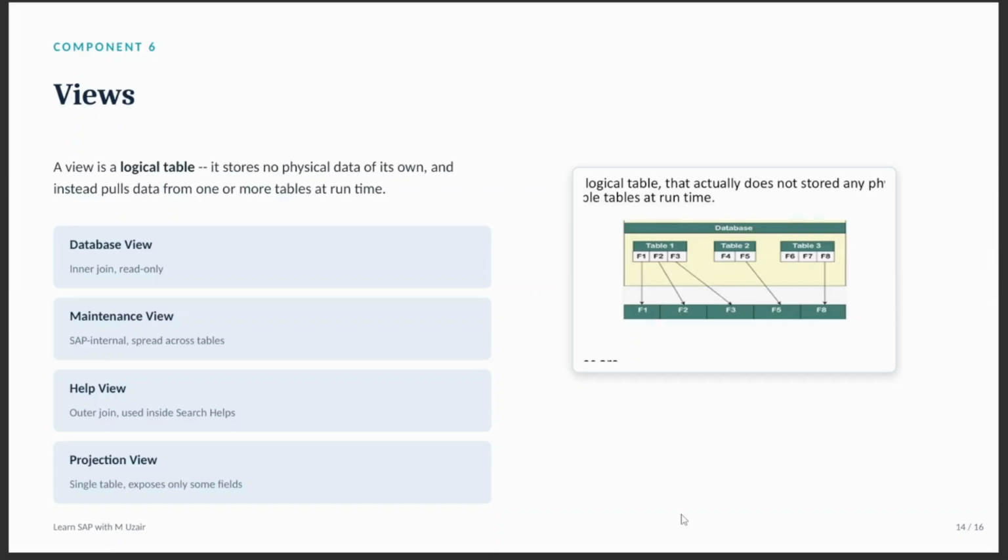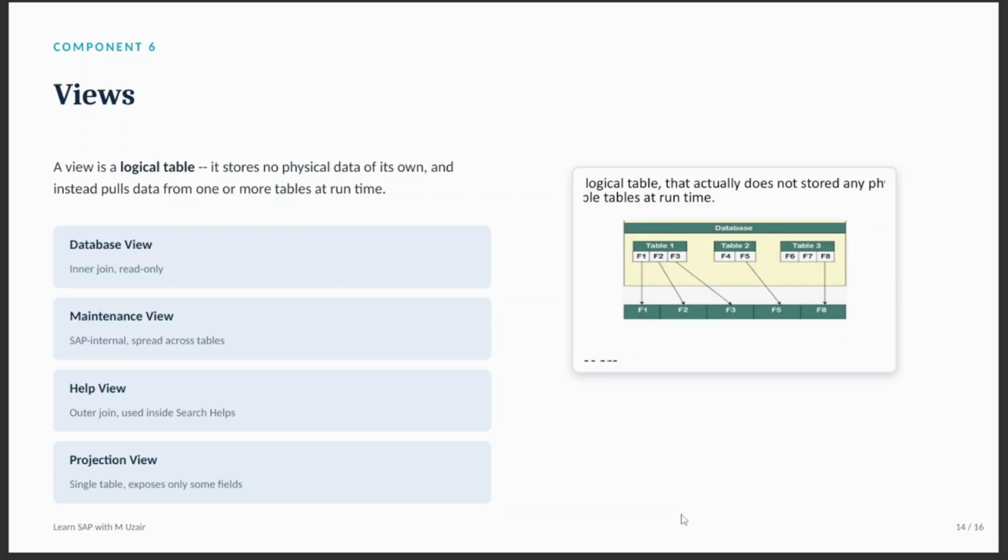Look at the diagram. There are three different tables contributing select fields, and the view stitches together exactly the columns we need. There are four types. Database views use an inner join and are read-only. Maintenance views are used internally by SAP to maintain data spread across several tables. So we can use maintenance views to maintain data directly in the tables.